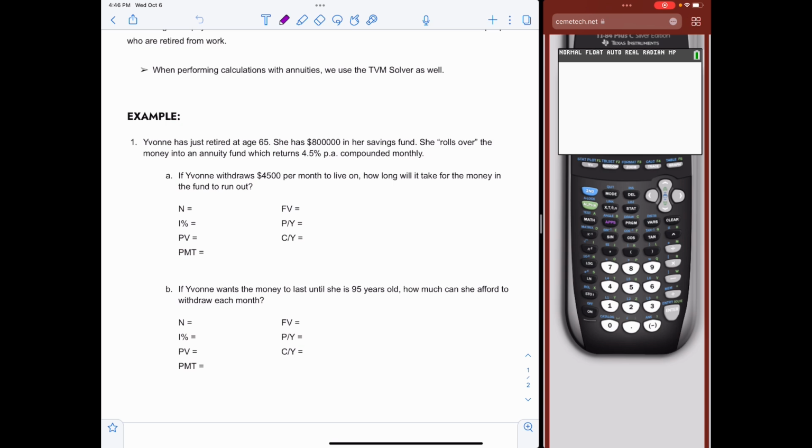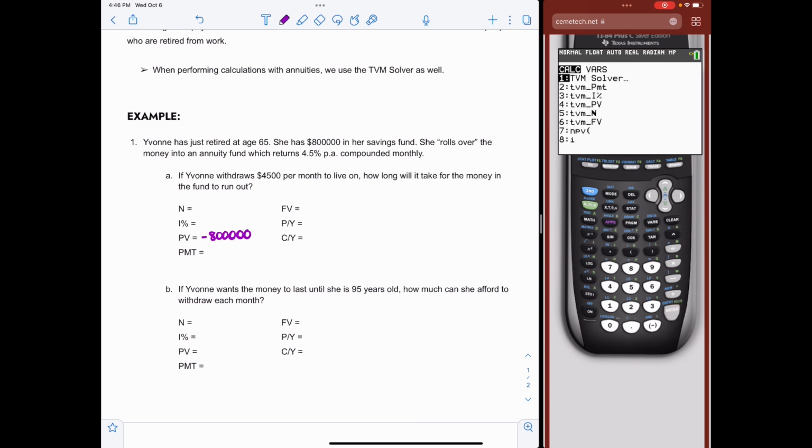So, example number 1. Yvonne has just retired at age 65. She has $800,000 in her savings fund. She rolls over the money into an annuity fund, which is going to return 4.5% annually, compounded monthly. So what you have to understand is that she has $800,000 in her savings fund, but then she's going to put it into an account. Basically, she's going to give that money away and tuck it away. So 800,000 will end up being our present value, and it's going to be a negative 800,000 because she doesn't have access to it.